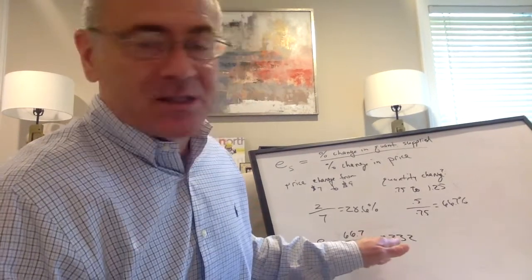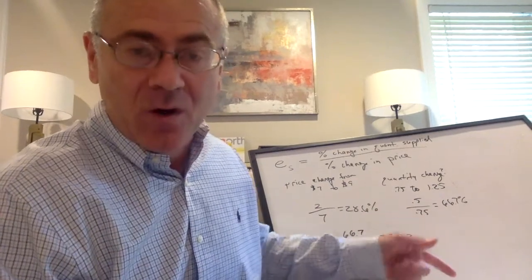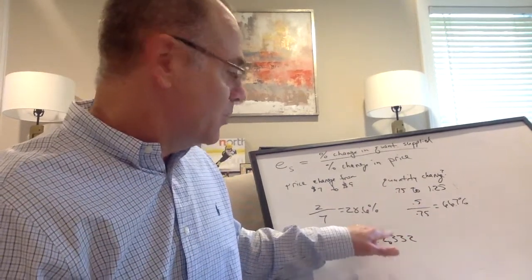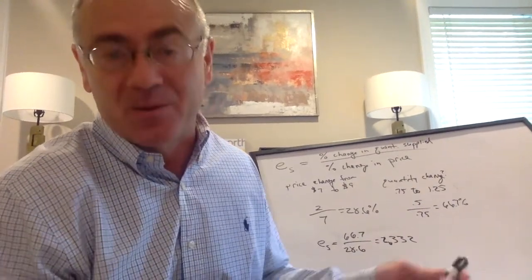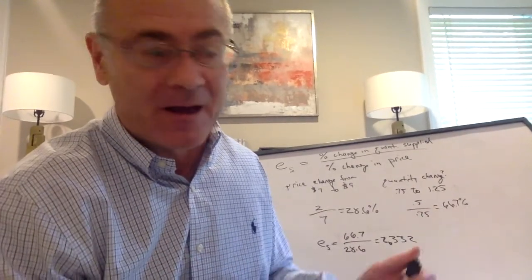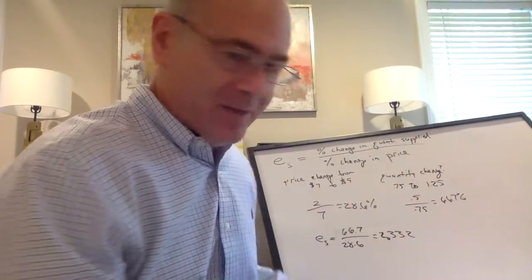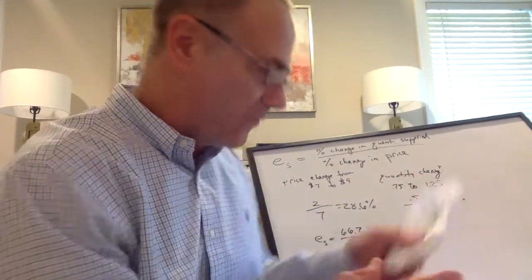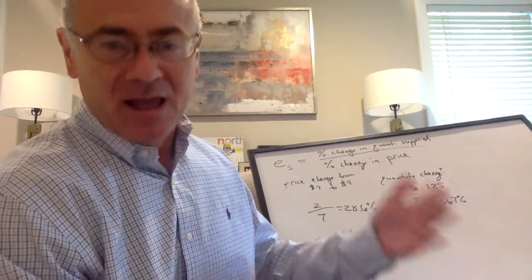If you'd put this on an exam, if I asked you to compute the price supply elasticity, and you put 2.332, that'd be correct. I'd say that's close enough. But let me explain why the book gets 2.0. Before I do that, let me do something slightly different.